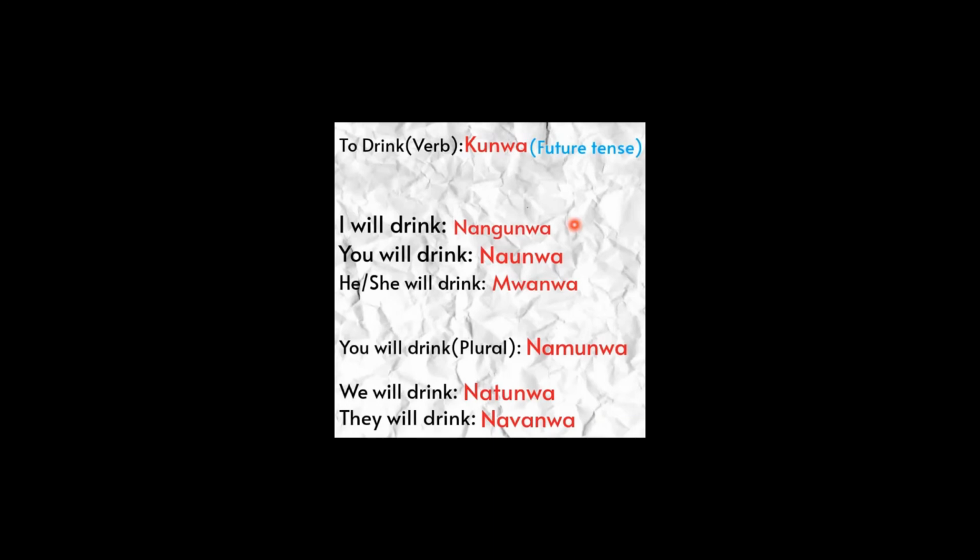Actually, there are also two forms of describing the action in the future. Nangunwa means I will drink. I'm going to drink is nangu kanwa. But now let's focus on what we have here. I will drink, nangunwa.